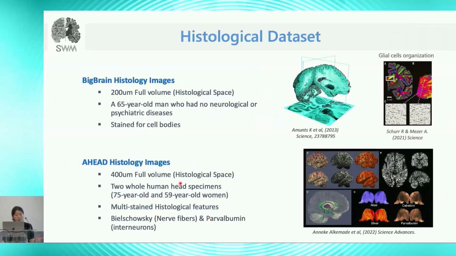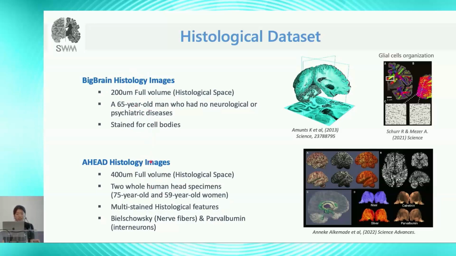For our ex vivo datasets, we utilize two histological datasets. The first is the BigBrain dataset. Probably everyone's familiar with this dataset. I use the 200 micrometer resolution of the data. It comes from a 65-year-old man, and it's stained for cell bodies.